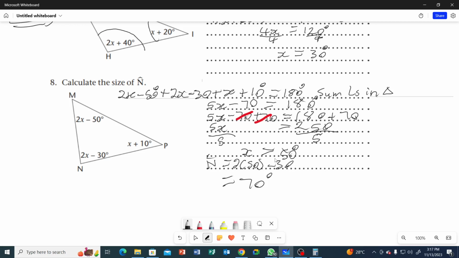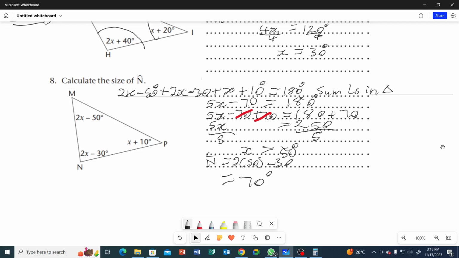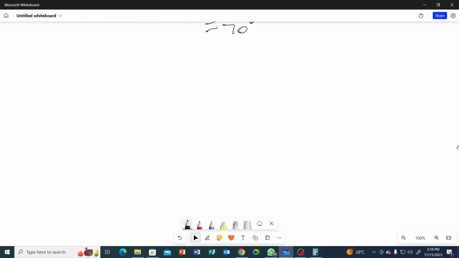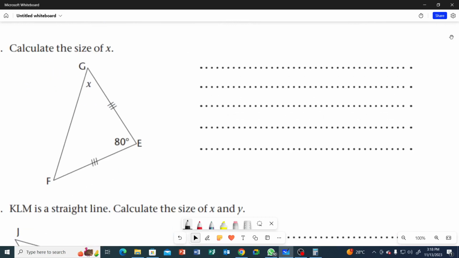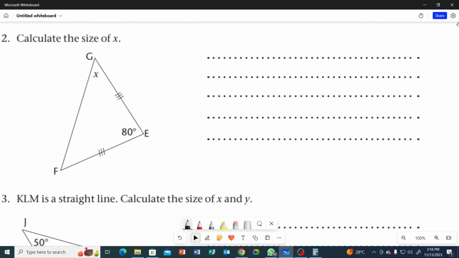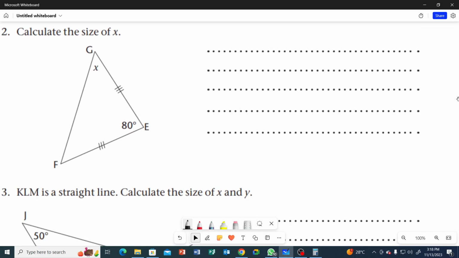Okay, now let's move on to the next question. Here's another question. They want you to calculate the size of x. So guys, the trick here is for you to notice these signs over here. These signs are basically telling you that this line is equal to this line.